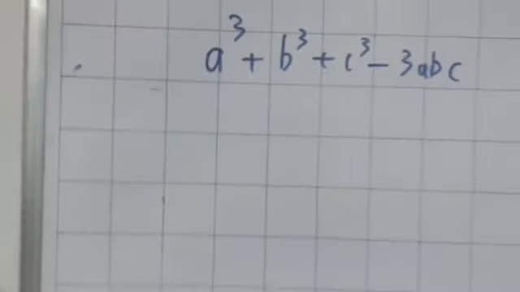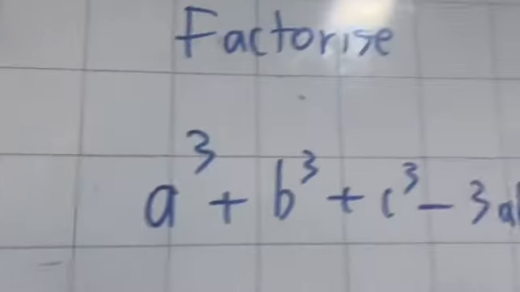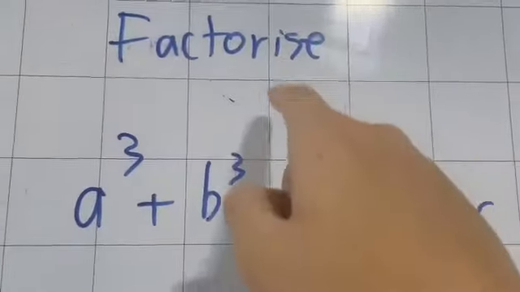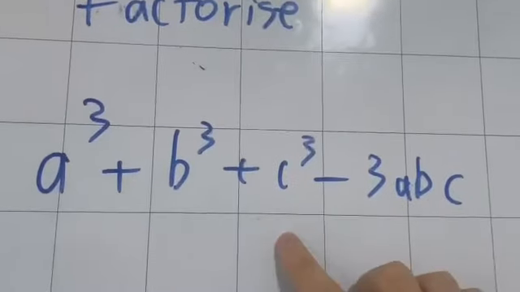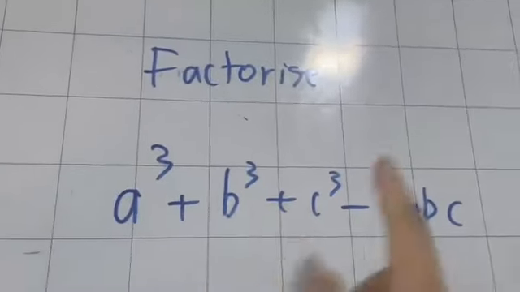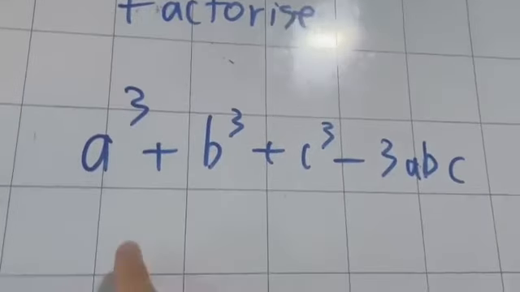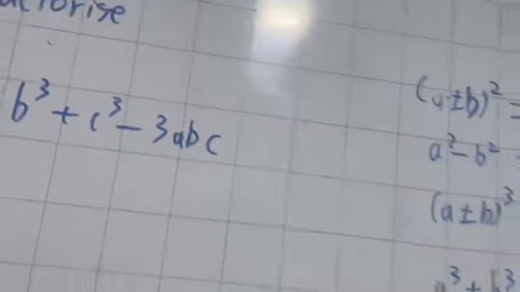Hello everyone. So today I'm going to show you how to solve this equation. How to factorize this equation: a cubed plus b cubed plus c cubed minus 3abc. Before I go on to factorize this and show you the solution, I want you to know some prerequisites that I'm going to use in this.